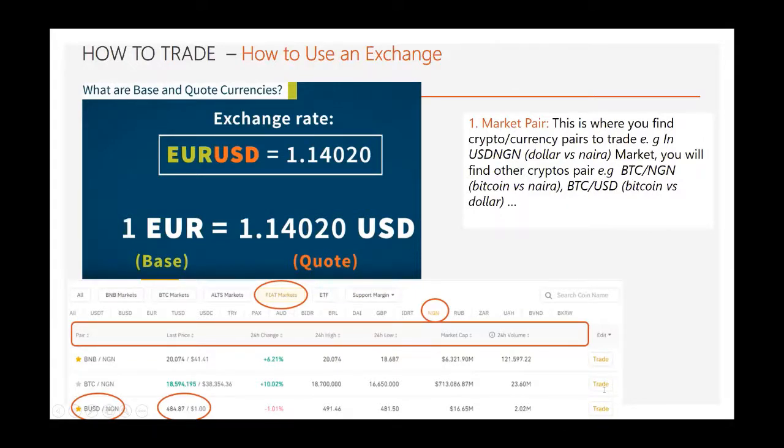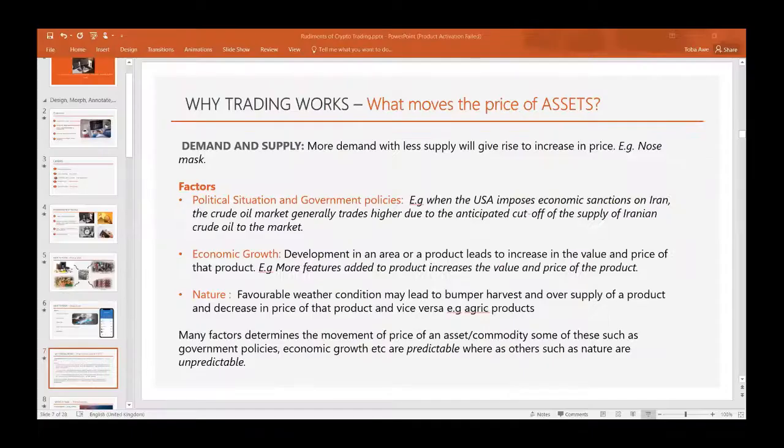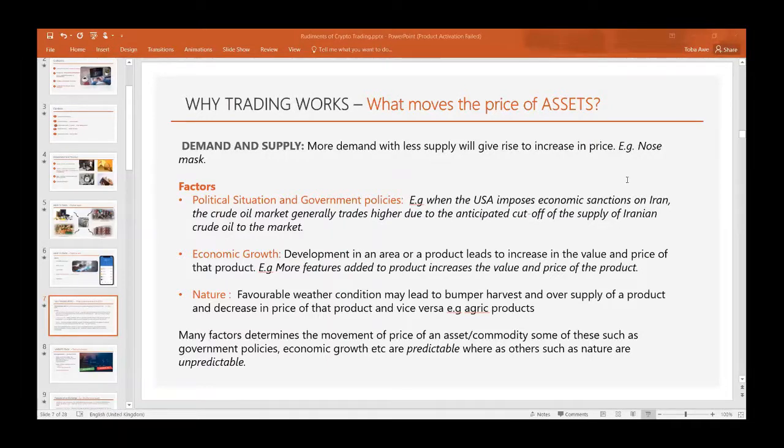I don't know if I have to share. I don't know if we get that concept. Let me not dwell much on it. Please, if we understand that concept of market pair, just tell me yes. So do we understand the concept of market pair? So that's market pair.